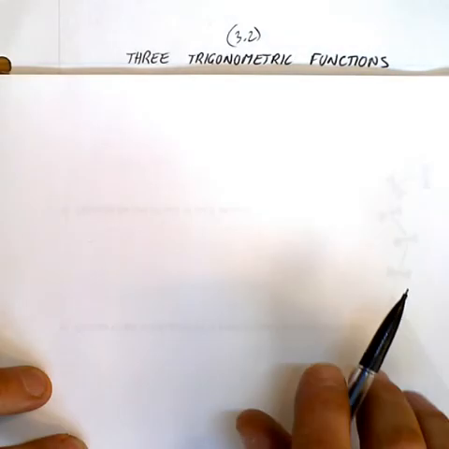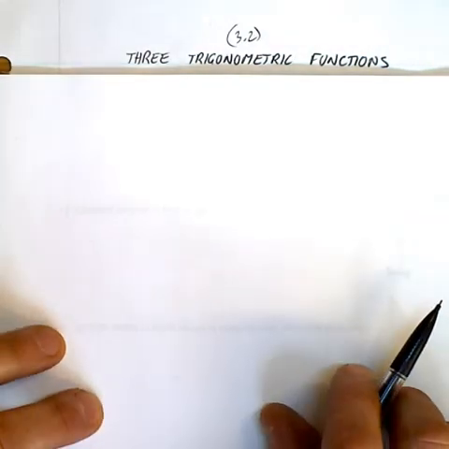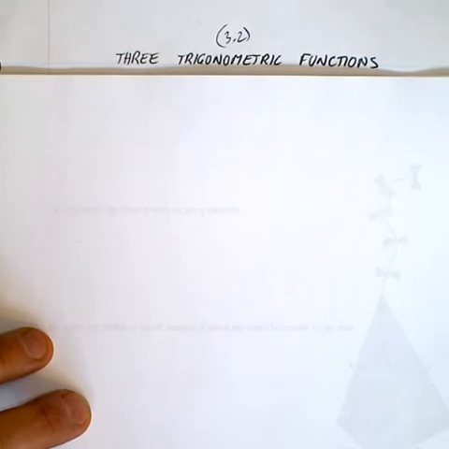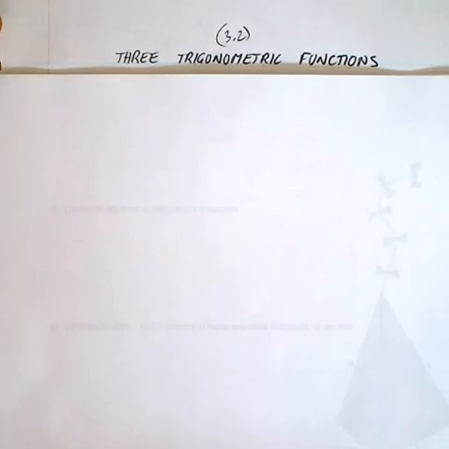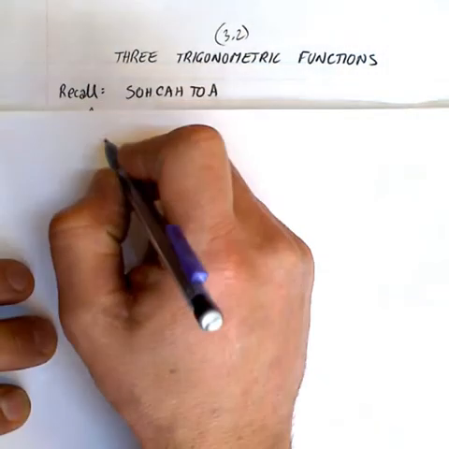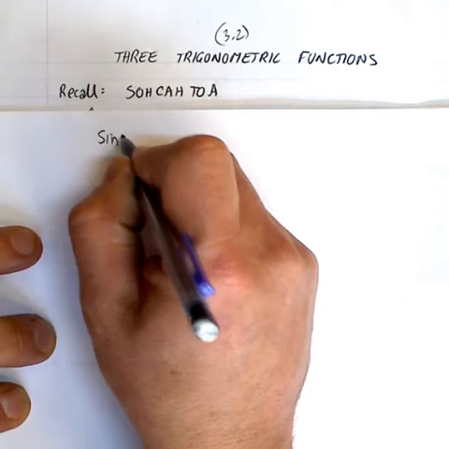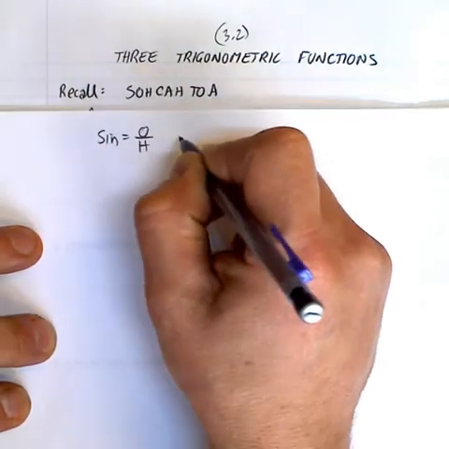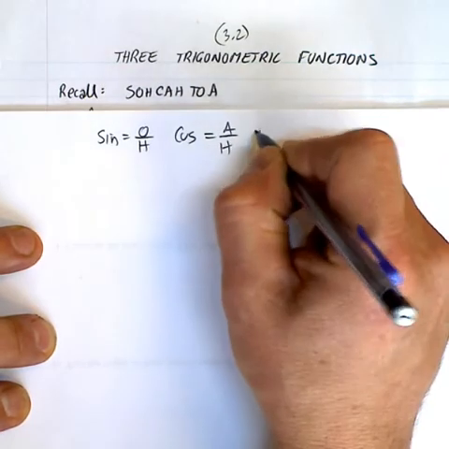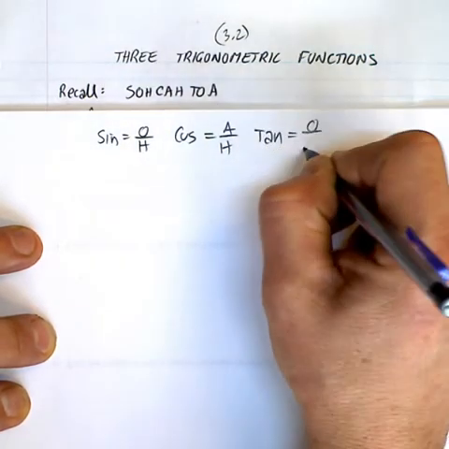Okay, here we go. This is lesson 3.2, and it deals with the three trigonometric functions and how they apply to our coordinate axis here. So the first thing we have to remember is this whole idea of SOHCAHTOA. Most of you probably remember that sine is equal to the opposite over hypotenuse, cosine is equal to the adjacent over the hypotenuse, and the tangent is equal to the opposite over the adjacent.